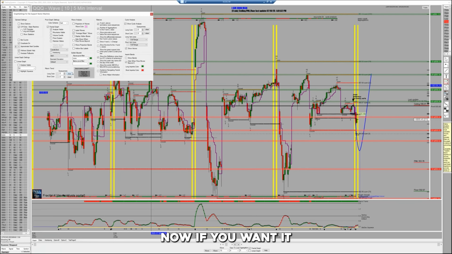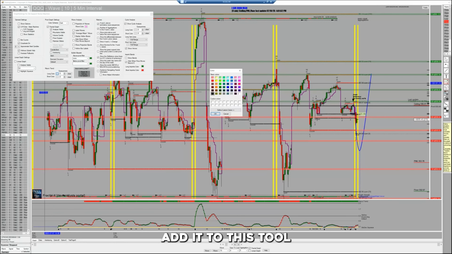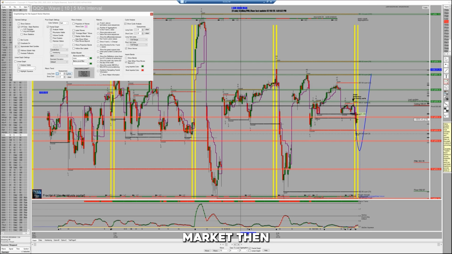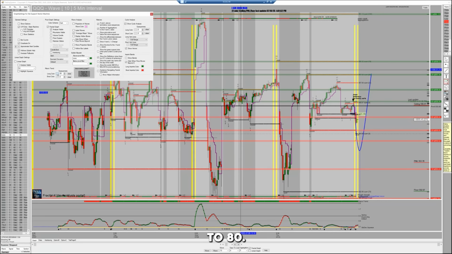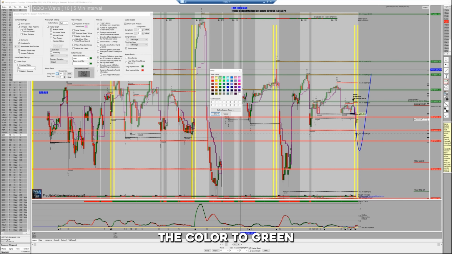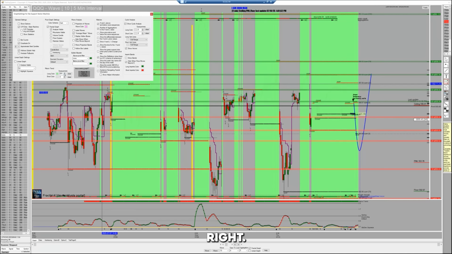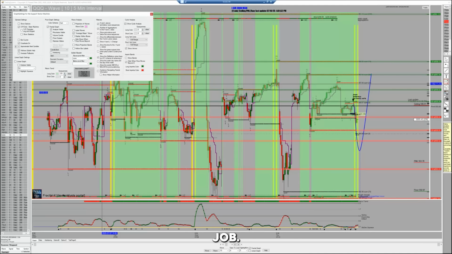Now, if you want it on your chart, like this chart right here, you can actually add it through this tool right here. For the long macro trend, I'm going to increase the opaqueness to 80. Then let's say I'm going to change the color to green. Now look at the macro trend on this chart right here, and the chart right here on your fractal chart.